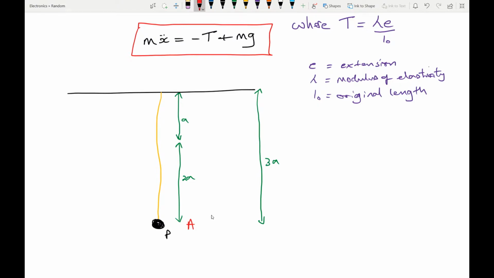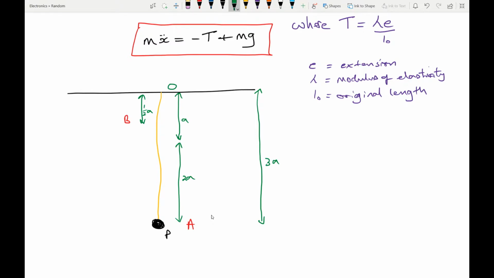And then point B is going to be over here, where the question says that the distance between the ceiling and point B is half a. And then the ceiling here is O. So from O to B is half a, small a. From O to A is going to be 3a. The original length of the spring is a. At rest, particle P is held at point A and then released.